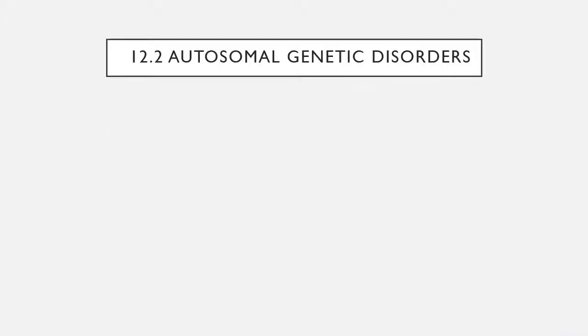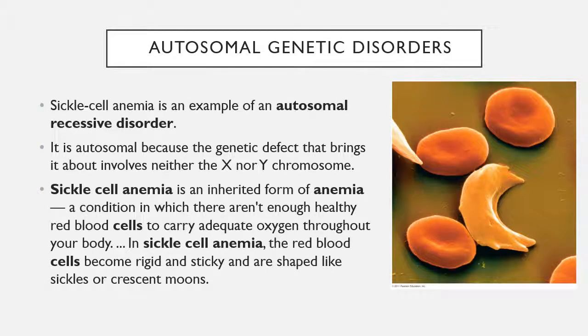So we've just talked about X-linked genetic disorders. Now we're going to talk about autosomal genetic disorders, and these are genetic disorders that occur on one of the other 22 chromosomes. Sickle cell anemia is an example of an autosomal recessive disorder. It's autosomal because the genetic defect that brings it about does not involve the X or Y chromosome.